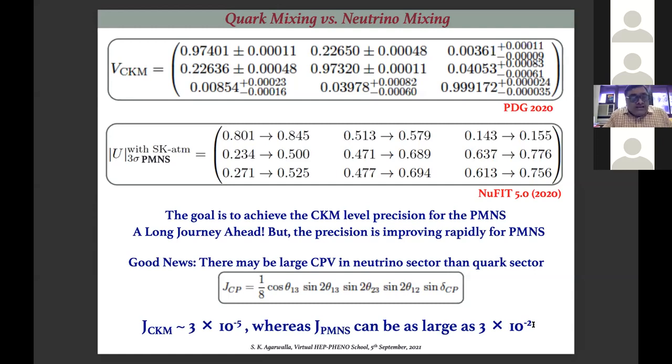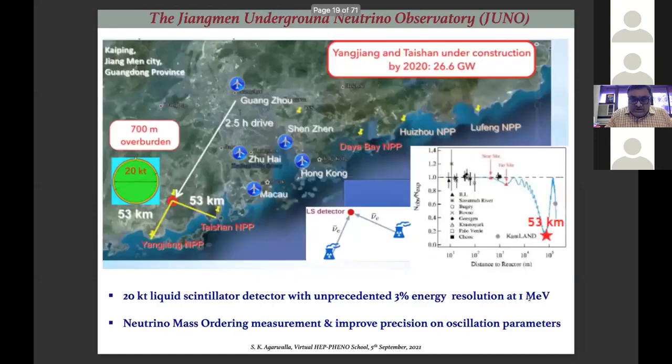So you have a nice possibility to see CP violation in the neutrino sector. So what is the future? There is an experiment coming called JUNO in China. This is a medium baseline reactor experiment. They will have a 20 kiloton liquid scintillator detector. This is the detector location, and they will see electron antineutrinos from these 2 reactor sites. And the distance is 53 kilometers.